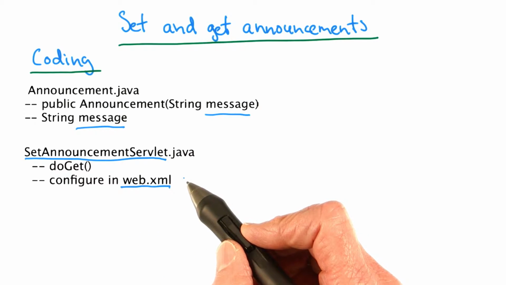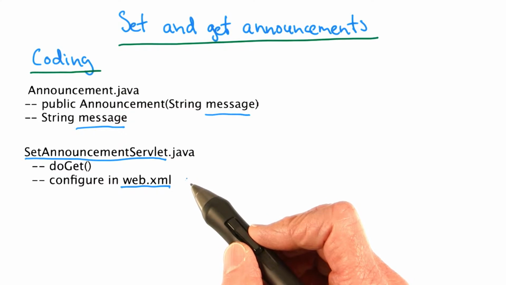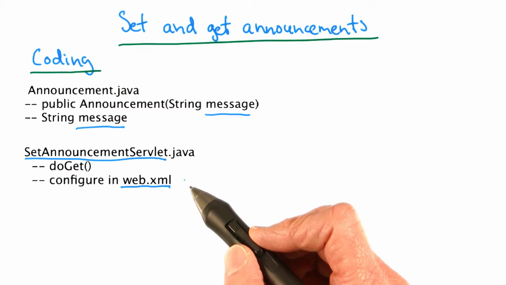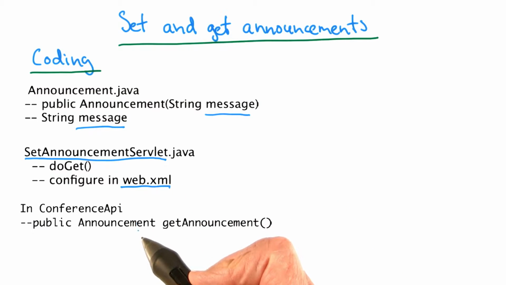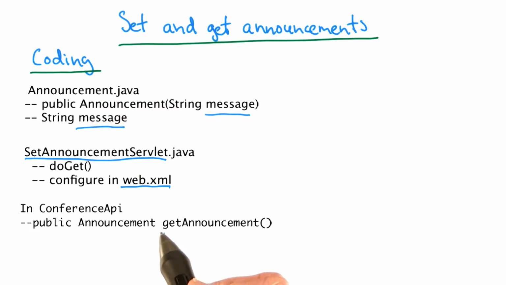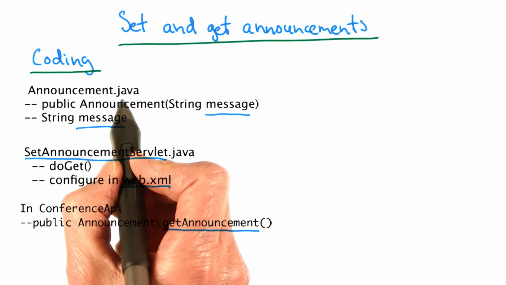There's a skeleton implementation of setAnnouncement servlet available for you if you'd like to use it, and you can find that in the Lesson 5 folder. You're also welcome to create it from scratch if you want. And then in the Conference API class, you need to add the getAnnouncement function, which is an endpoints function, which gets the announcement out of memcache and returns it as an announcement object.